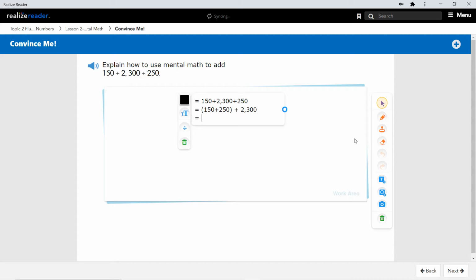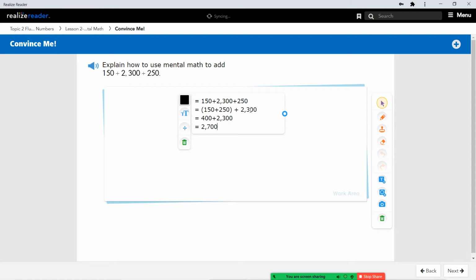Now I know that 100 plus 200 is 300. 50 plus 50 is another 100. So 150 plus 250 equals 400. So 400 plus 2,300 is now a lot easier to add. I'm adding 400 here and 300 here. So 2,700 is going to be my sum.